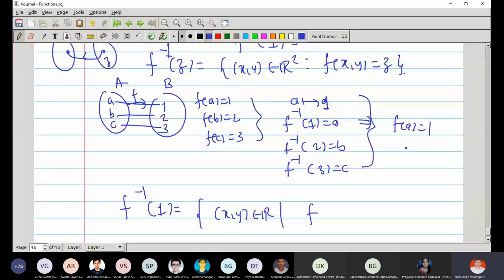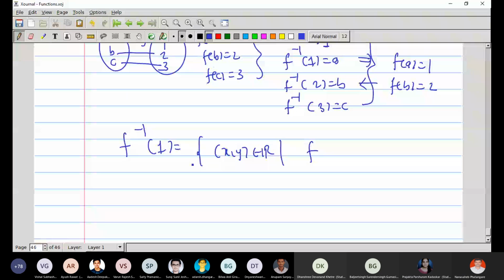Why is f inverse of 2 equal to B? Because f of B is 2. Do you understand? Yes, sir. So xy is in f inverse of 1. It may happen sometimes that you have many inverse images.